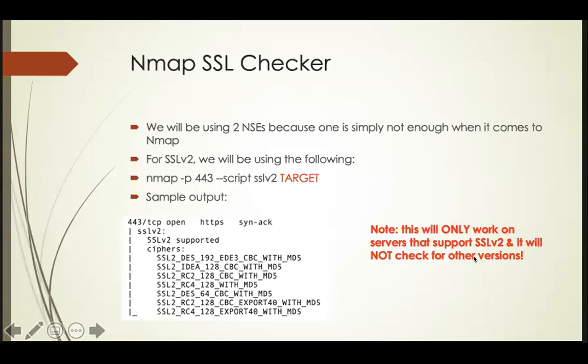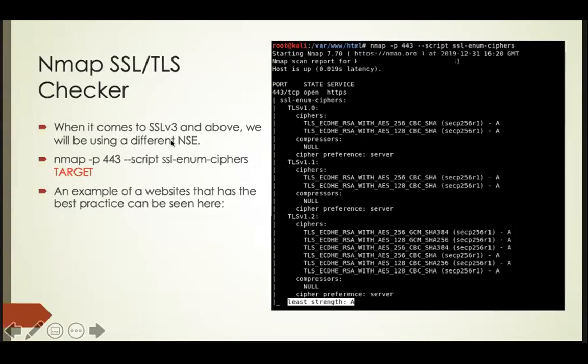For SSL version 3 and above, we will be using something else with Nmap. We will be using something called ssl-enum-ciphers, and this is the syntax for it. As you can see, the nice thing with Nmap is that it will rate the ciphers for you and show all the protocols that are supported. So you have TLS 1.0 here, you have 1.1 and 1.2. The ciphers of each protocol are listed here. There's a rating for them. So far it is very good. It will also, at the end, provide you with the rating of your least strong cipher.